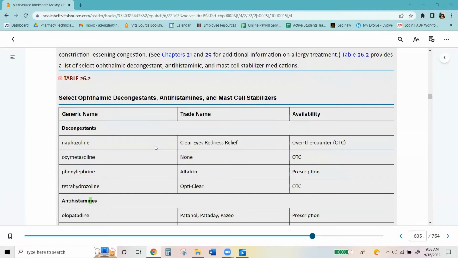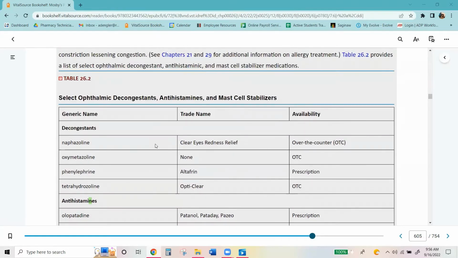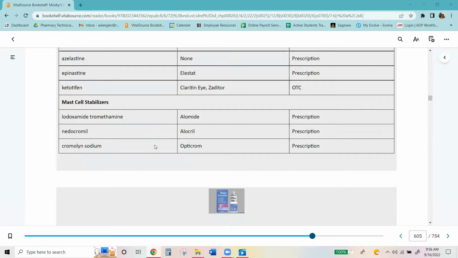Table 26.2 lists select ophthalmic decongestants, antihistamines, and mast cell stabilizers. So these are all eye drops for allergic eye.